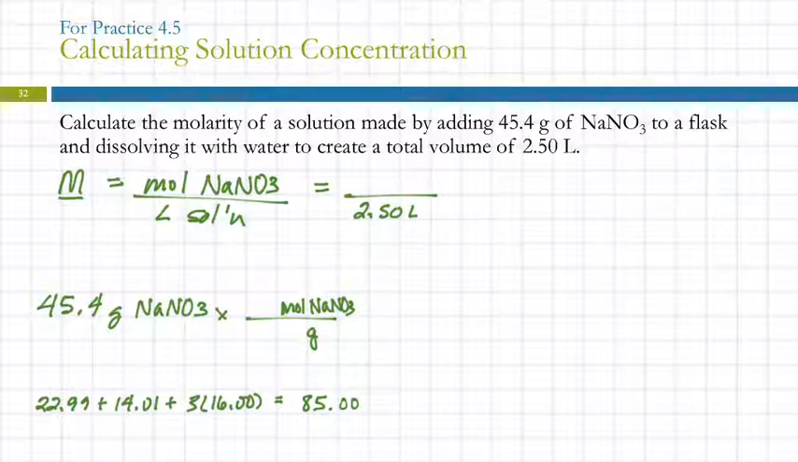It doesn't happen like that very often. It's like going to the grocery store and your bill comes out to exactly $100. You're like, what? You couldn't do that if you tried, right? Just happens every once in a while. This is one of those. So 85.00.